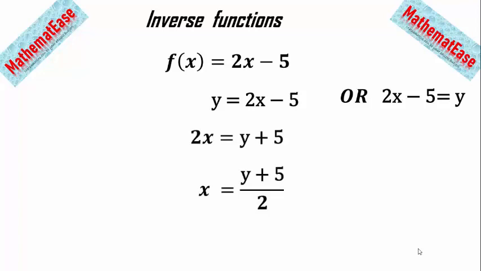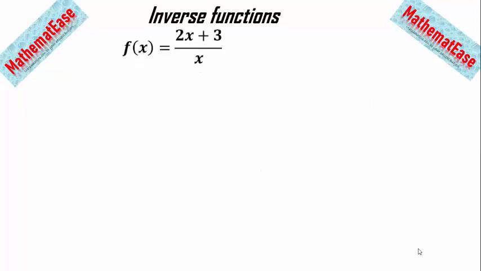Then I make x the subject. X will be y plus 5 all over 2 by dividing both sides by 2. Then I will have f inverse of x is equal to x plus 5 all over 2. More on that. This is another question.